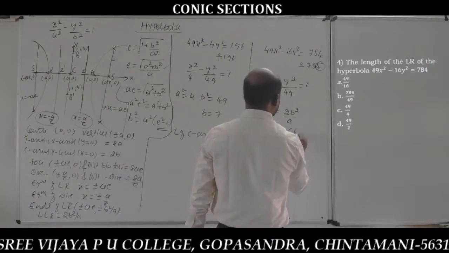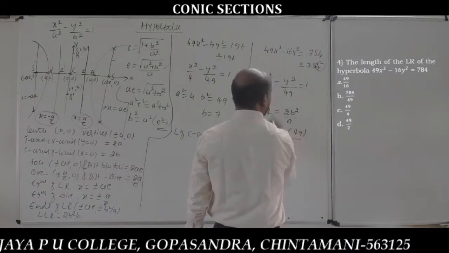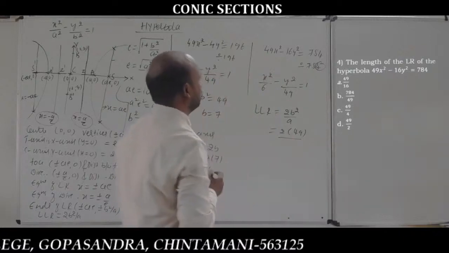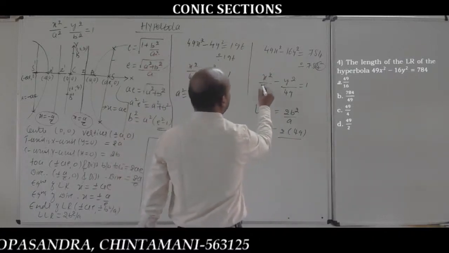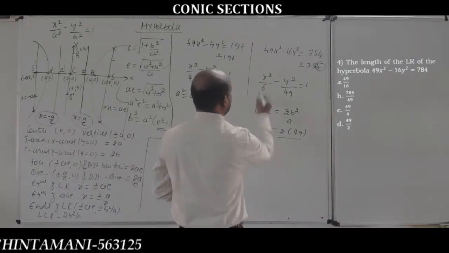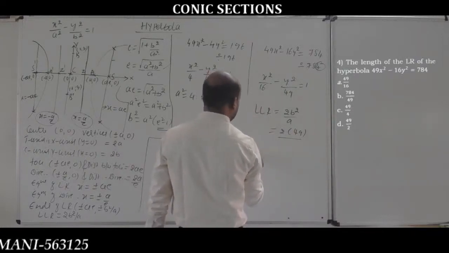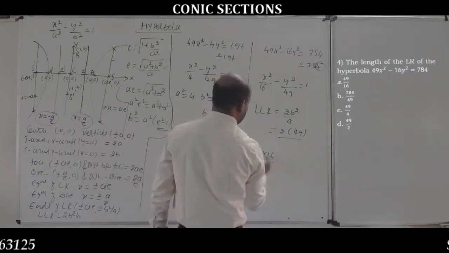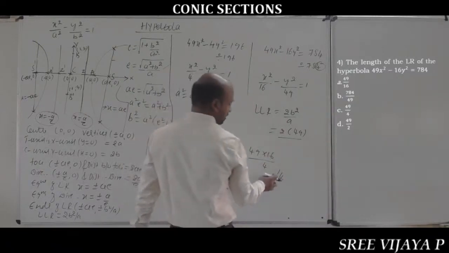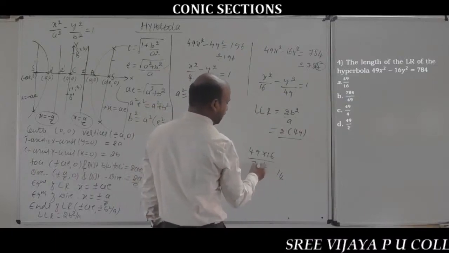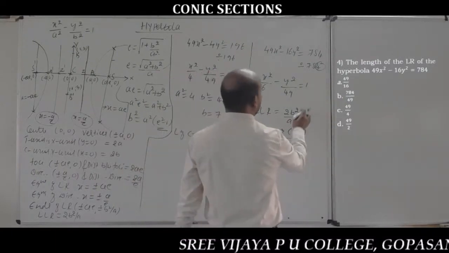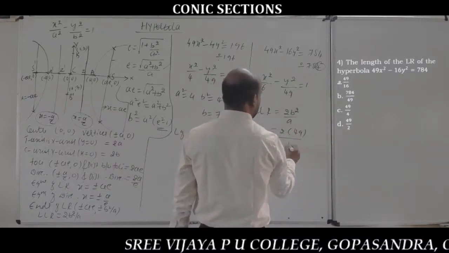2 times b square is 49 by the value of a is a square 6. A is root 6. Something is wrong, I think it is 16. Okay, 49 into 6... 16 into 49 is 784. It is 16. Okay, it becomes 2 times b square is 49 by the value of a is 4.